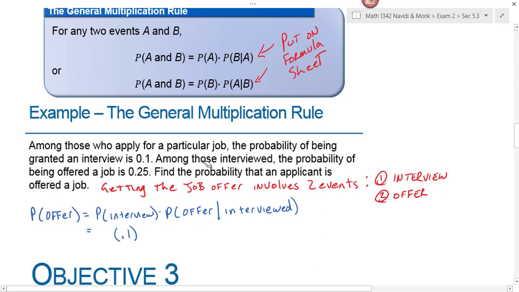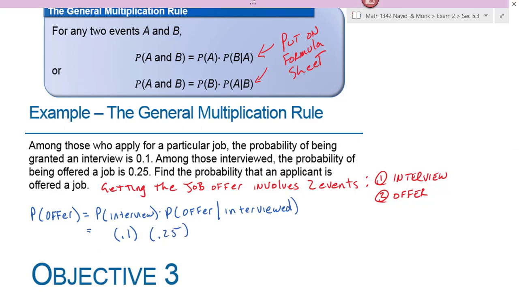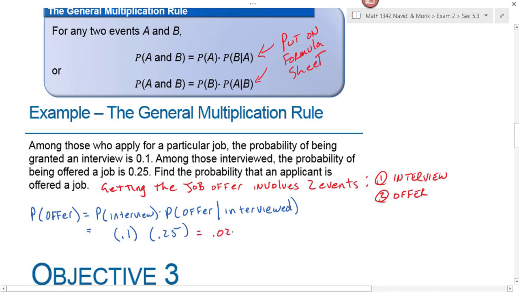The probability among those who interviewed, that means that you had to have interviewed, given that you interviewed, the probability of getting the offer is 0.25. And when we multiply these numbers together, that gives us 0.025. So there's only a 2.5% chance of getting the job, or getting the job offer.